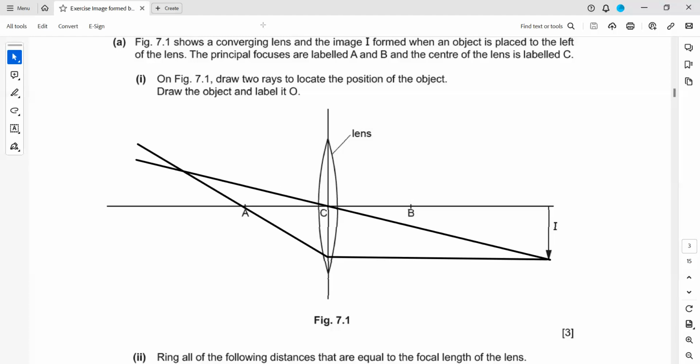The position where the two light rays meet will be the position of the image. But this time we have the image, so we are locating an object. So how do we label? We label that as O. So actually what happened? First, a light ray passing through the center of the lens will pass straight. One through the focus will go parallel, and the two light rays will meet or intersect, and that is the position of the image.